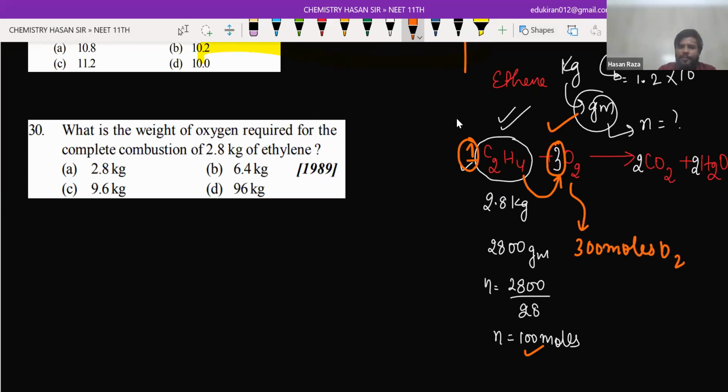Yes or no? Yes, sir. 1 mole of C2H4 reacts with 3 moles of O2. So 100 moles of C2H4 will react with 300 moles of O2. That means the number of moles of O2 is 300.